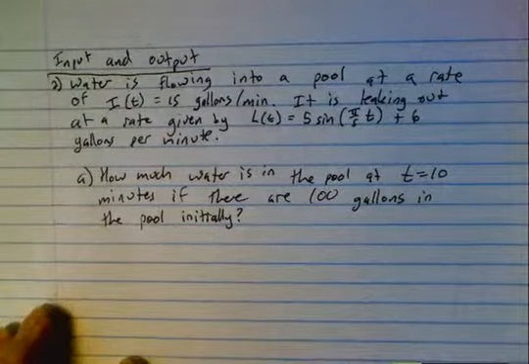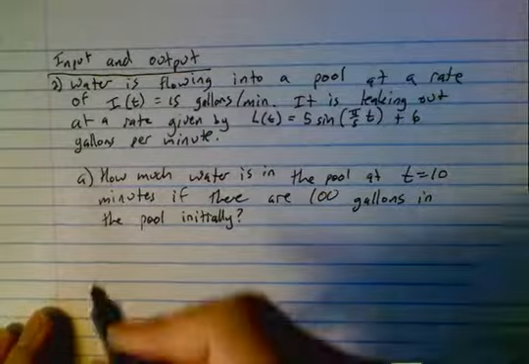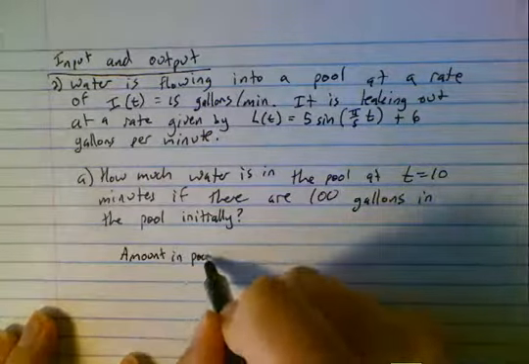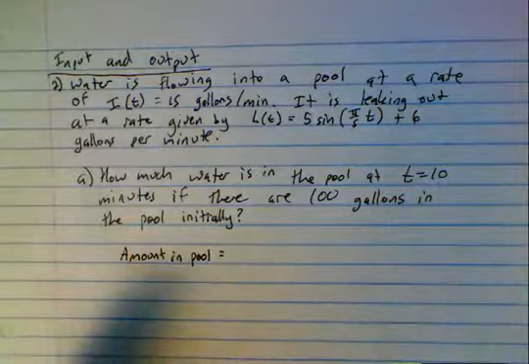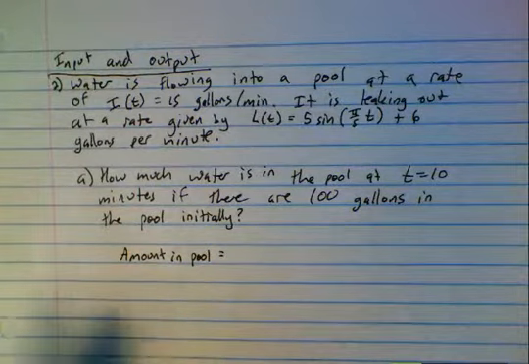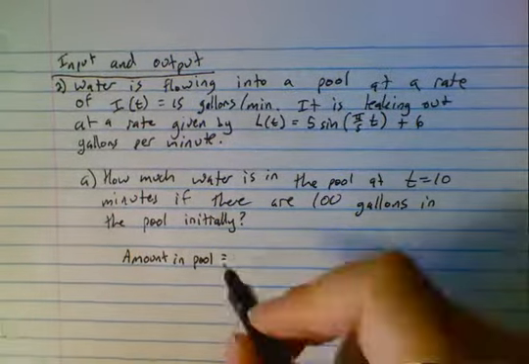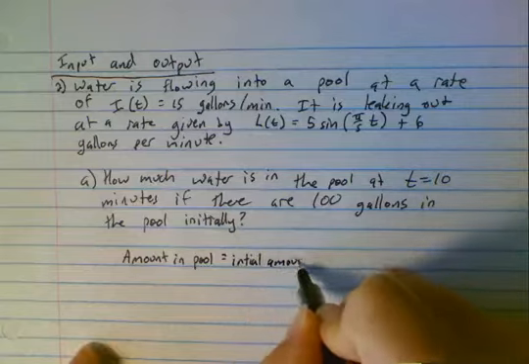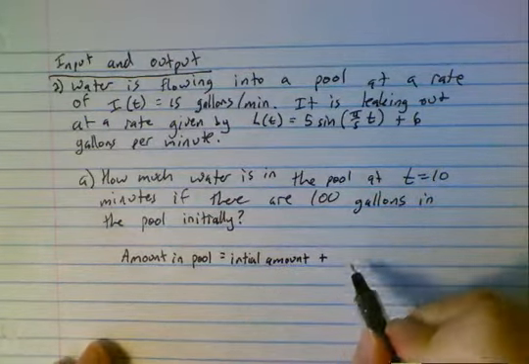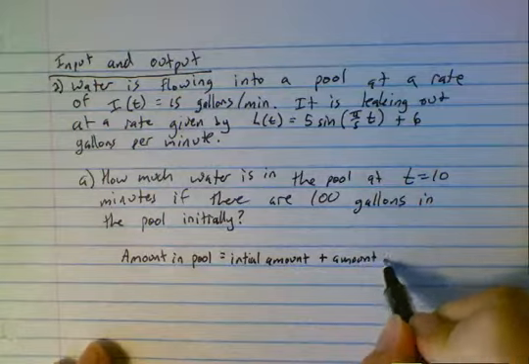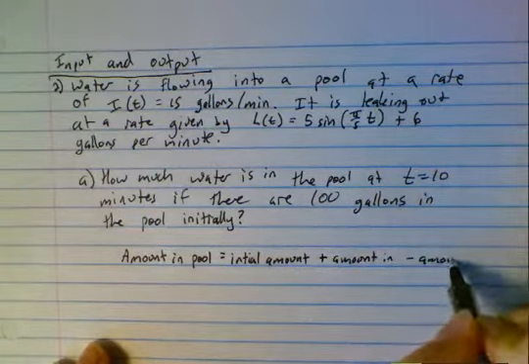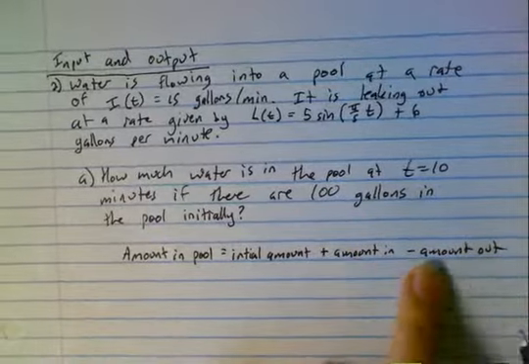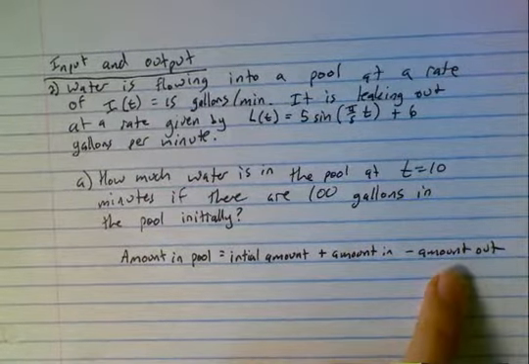Okay, so if we just think about having a pool and think about how much is in there, the amount in a pool is going to be whatever we started with, plus however much we put in, minus however much we take out. So we can say that's the initial amount plus amount in minus amount out.